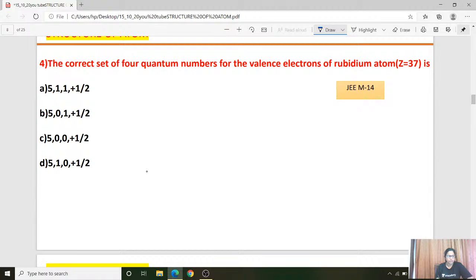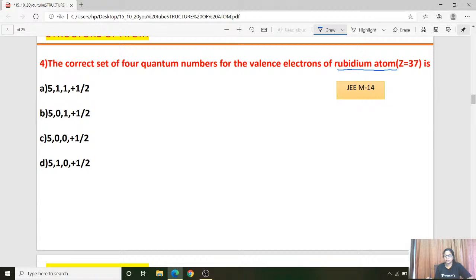Anyway, we will go to question number 4. The correct set of 4 quantum numbers for the valence electron of rubidium atom is. So you have to write the quantum number for the valence electron of rubidium, student. 4 options are given. So kindly go through the options and write the answer. I am waiting for your answer. Then only I will try to find out the answer, because it's always nice when students give the answer.